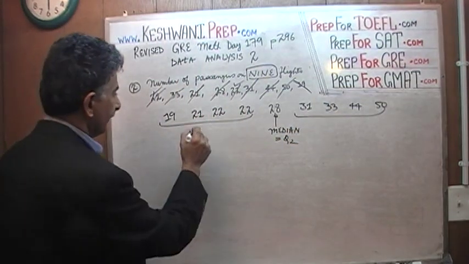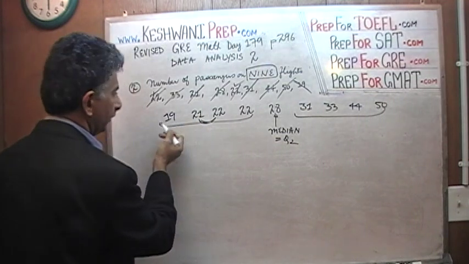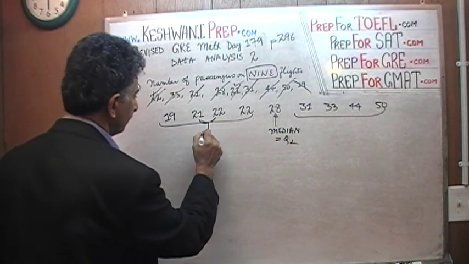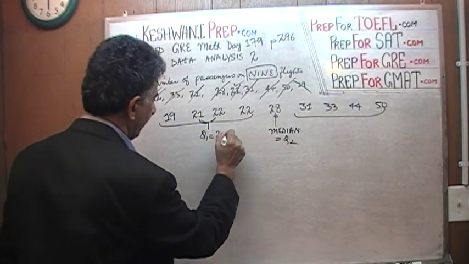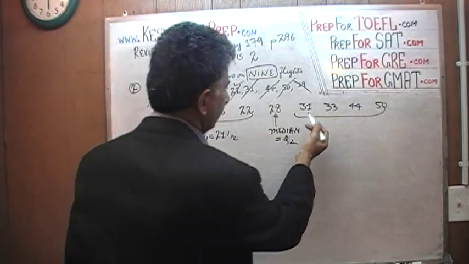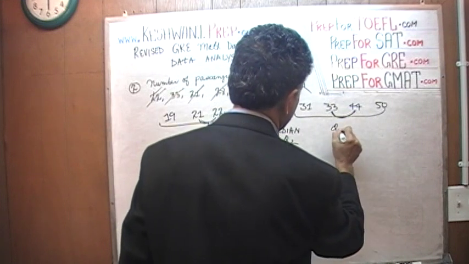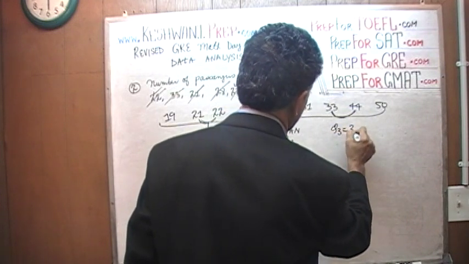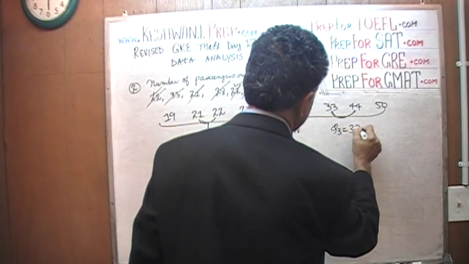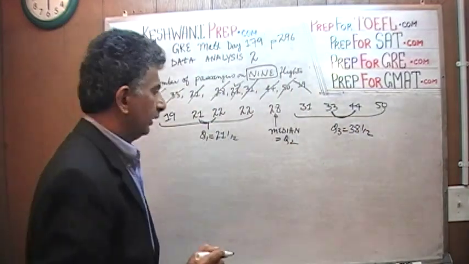The first quartile is going to be the average of these two guys because 2 of them are below it, 2 of them are above it. The average of these two guys is 21.5. The third quartile is going to be, you're going to have 4 observations on this side, so the average of these two guys is going to be the third quartile, which is going to be, we found out, 5.5 more than 33, 38.5. Now what's going to happen?